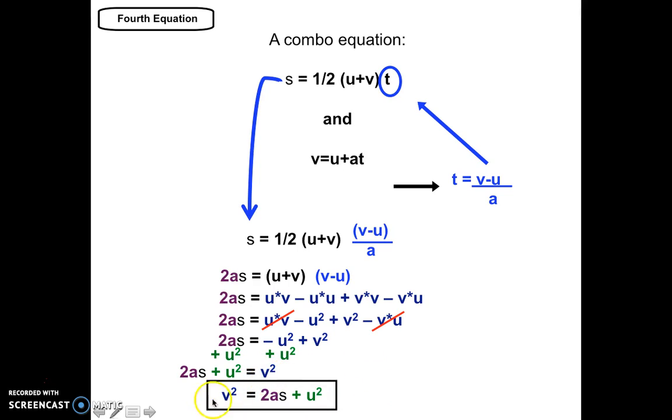And so this equation is really handy because it doesn't have time in it at all. Super great. So anytime you don't know the time, this could be a really great equation to find either the acceleration or the displacement or the final velocity.